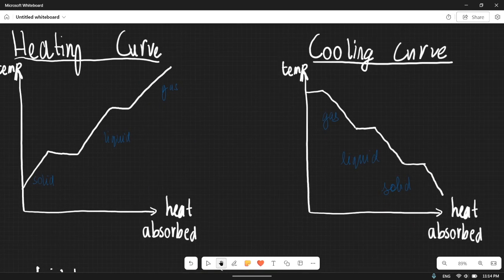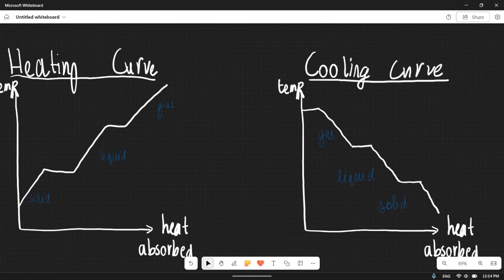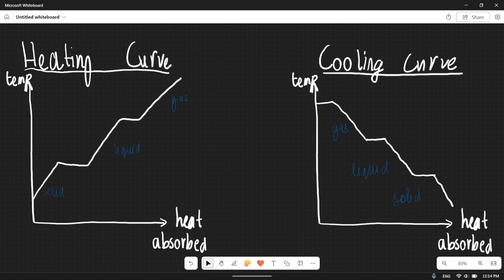Then we have the heating and cooling curve. This is not chemistry, so you don't need to know much detail. So you just need to know that at the beginning it's solid. Over here, this is the melting point.